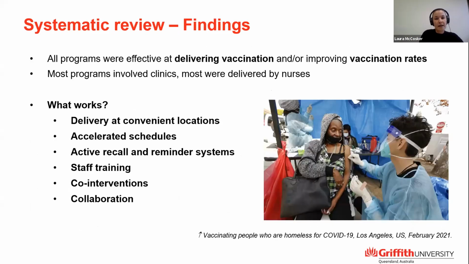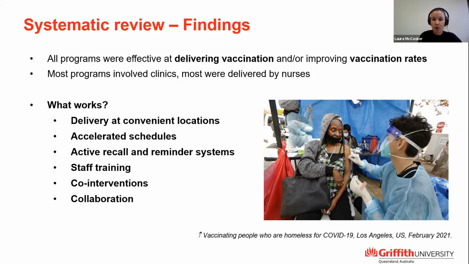So we extracted data from the studies about the key features of the programs and also about the outcomes of the programs. So outcomes were often measured quite simply as numbers of people being vaccinated, but a smaller number of the studies also reported on pre-post measures. Because of the heterogeneity of the studies, we weren't able to analyse the data quantitatively, so we did so narratively or thematically. We found that all of the programs were effective to varying degrees at either delivering vaccination to or at improving vaccination rates in people who are homeless.